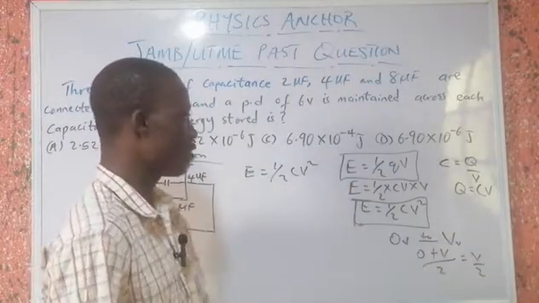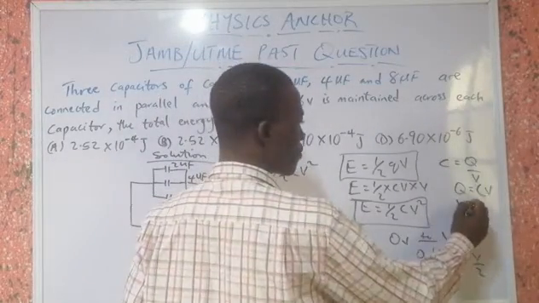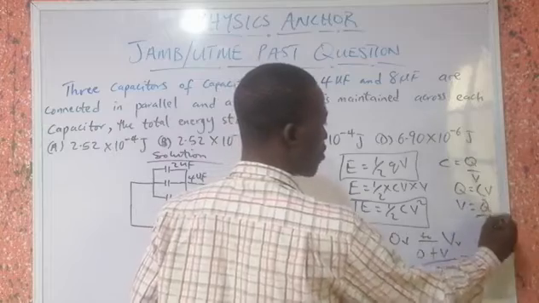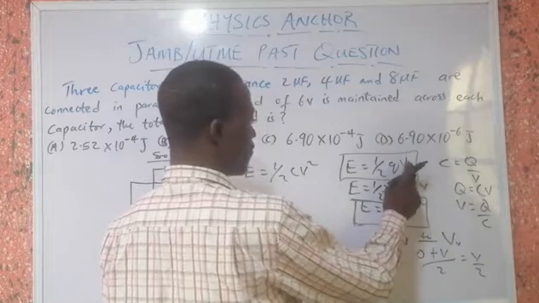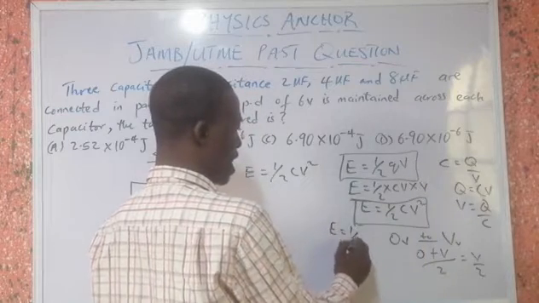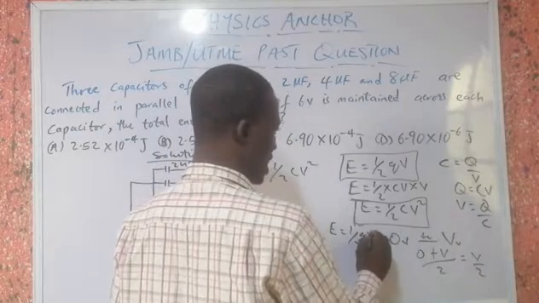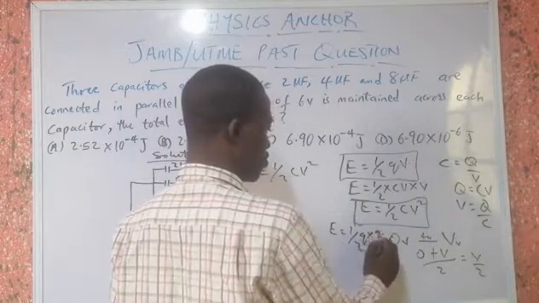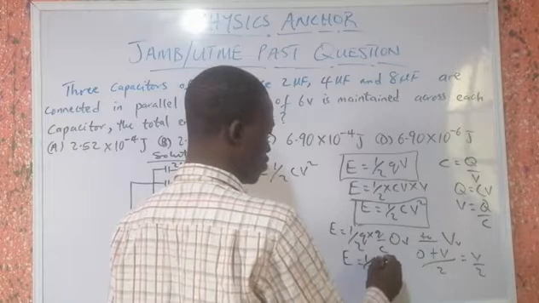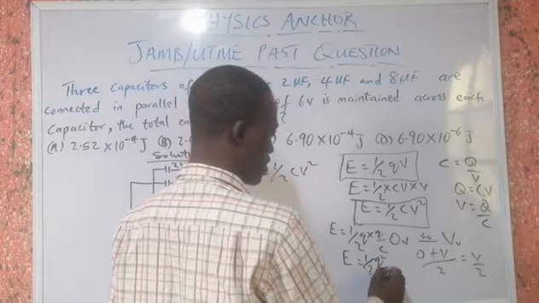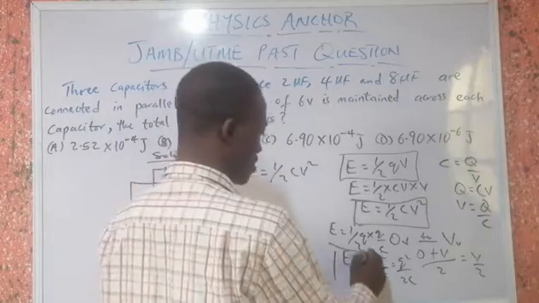So the formula can transform to this, and in some cases you can also have V equals Q over C. If you put Q over C for V here, it gives E equals half Q times Q over C. So the formula can also give you E equals half Q squared over C, which is Q squared over 2C.